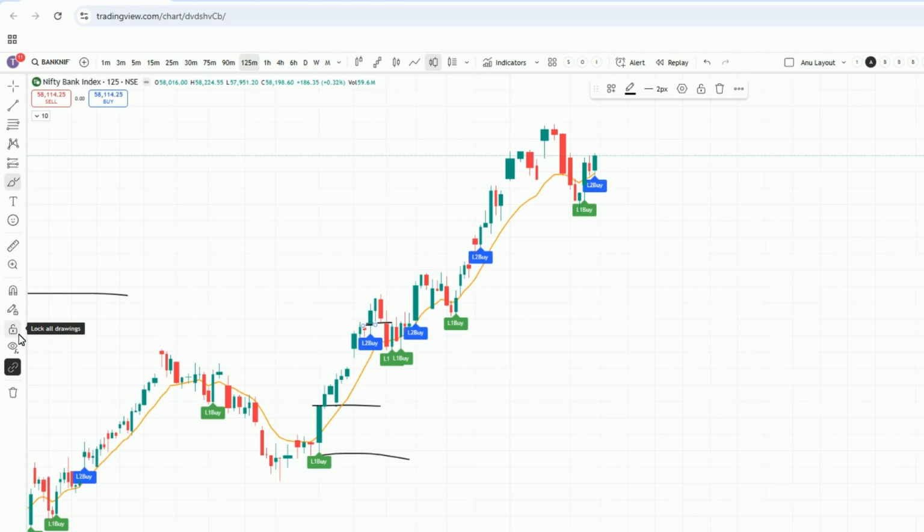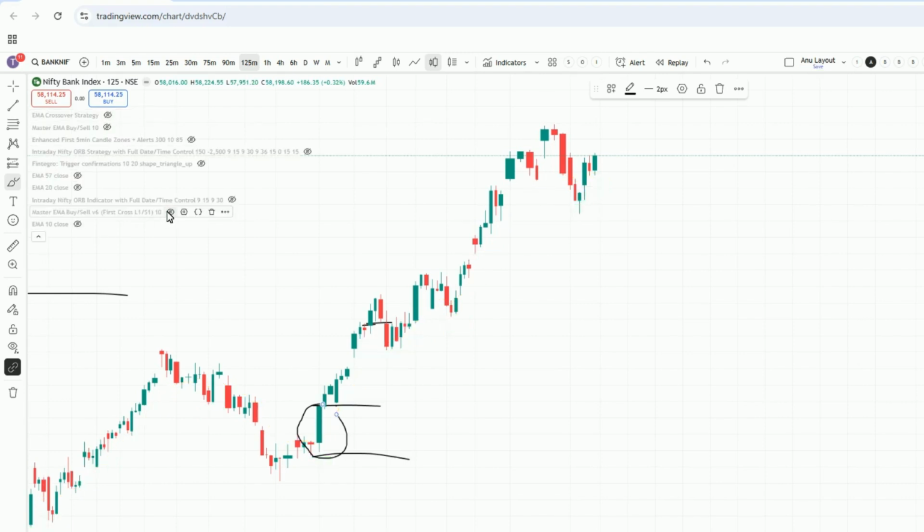When 1:1.5 is triggered, you have to exit 80% of the quantity. The remaining 20% only you can trail. That 20% is nothing but the one which you entered here. The 80% is nothing but when you entered in L2 buy.